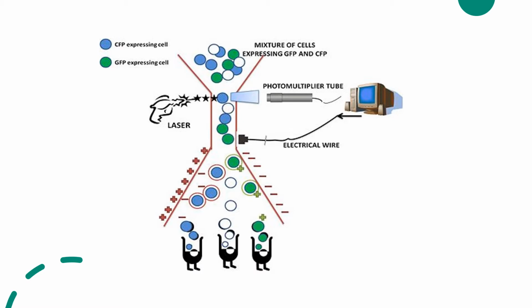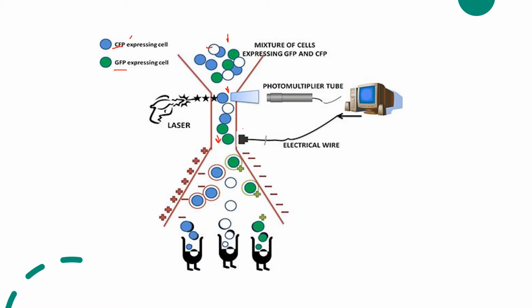Now this is the diagrammatic presentation of fluorochrome activated cell sorting. This is the heterogeneous mixture of cells. It is stained with cyan fluorescent protein and green fluorescent protein. They are two different fluorescent proteins that emit different wavelengths of light. When they are injected into a nozzle which is surrounded by sheath fluid, they come out one cell at a time or one droplet at a time. So there is a vibrating mechanism which breaks downstream one droplet at one time.